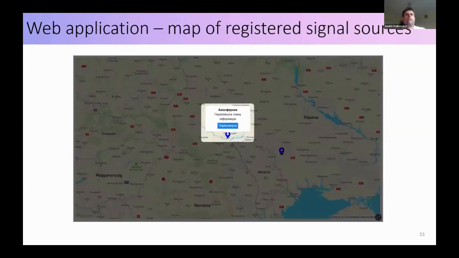So after we found this intersection, we can point this source on the map, and the end user is able to see all these sources, and also the system is capable of classification of signals, whether they are of natural origin, in other words, lightning, or of artificial or anthropogenic origin.